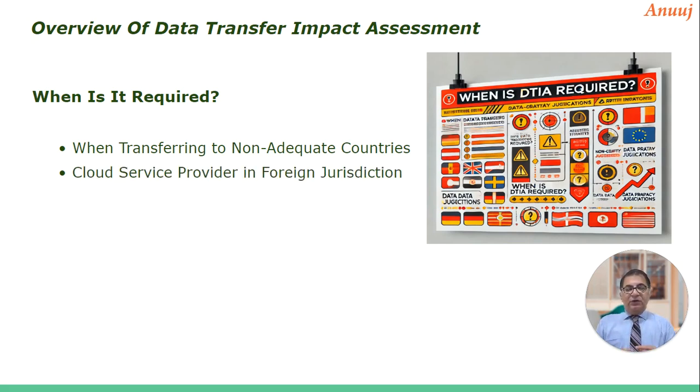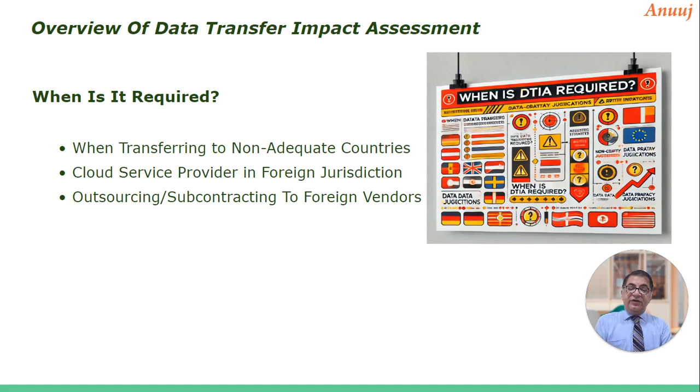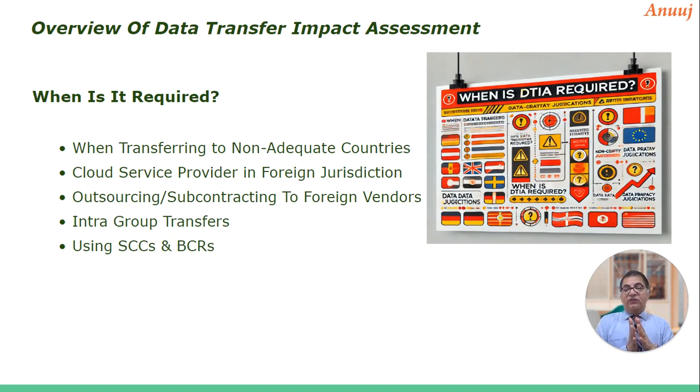You are using a cloud service provider in a foreign jurisdiction, and you are transferring your information to their software, their SaaS application. You are outsourcing or subcontracting a processing activity to a foreign vendor who belongs to a non-adequate country. You are doing intra-group transfers, which are covered under the BCRs, the binding corporate rules, where you are transferring your information from a European office to an office in a non-adequate country. So you follow BCRs, and you need to do a DTIA prior to creating the BCRs and the standard contractual clauses for outside the organization as well.